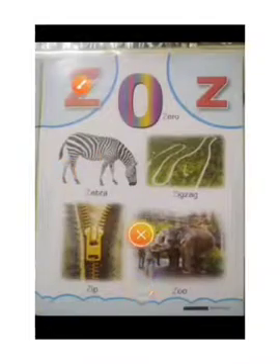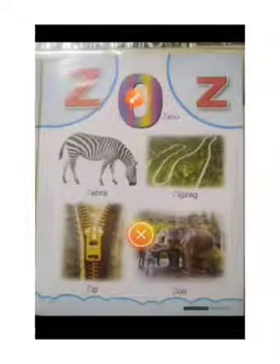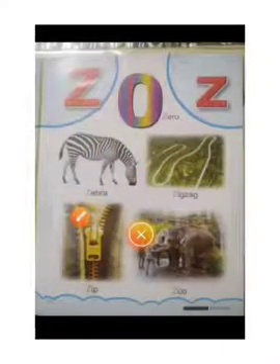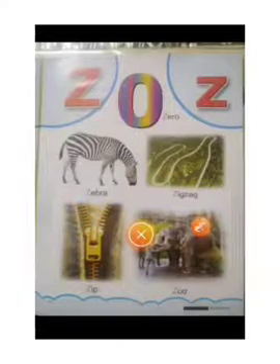Let's start with the letter Z. Z for zero. Z for zebra. Z for zigzag. Z for zip. Z for zoo.